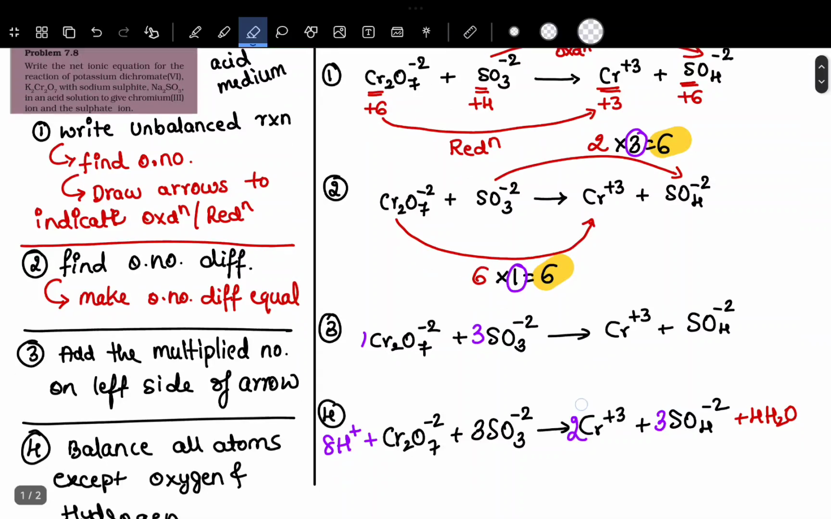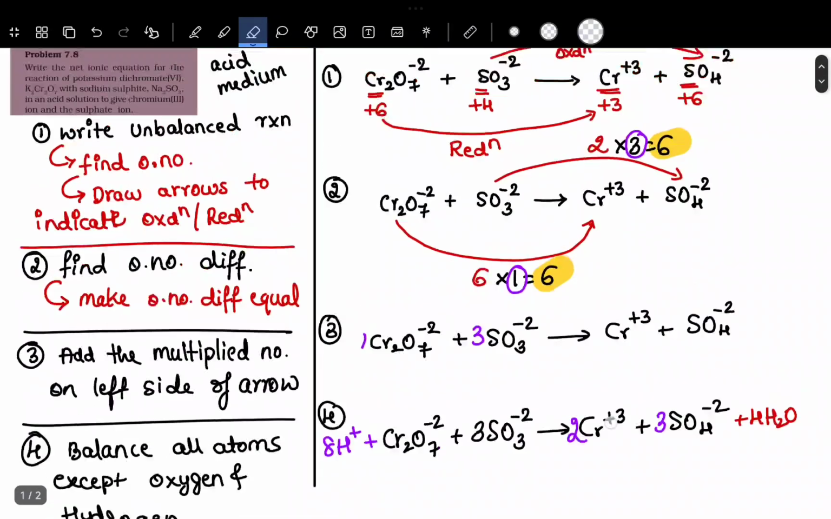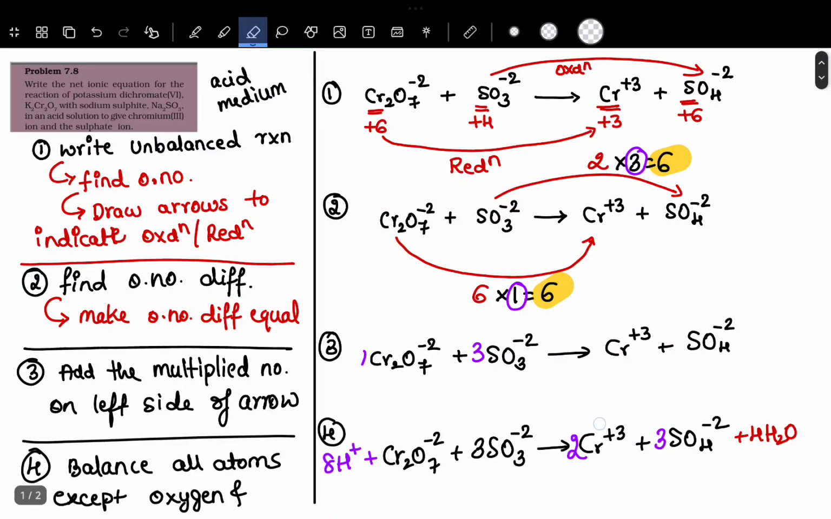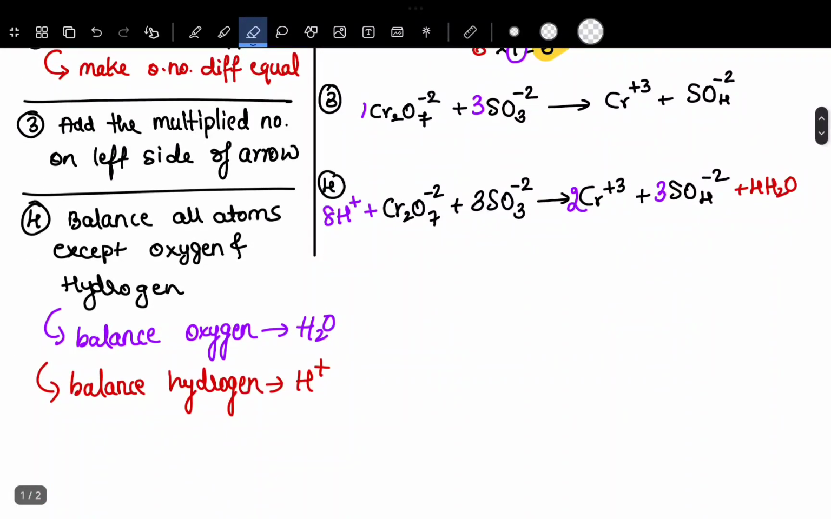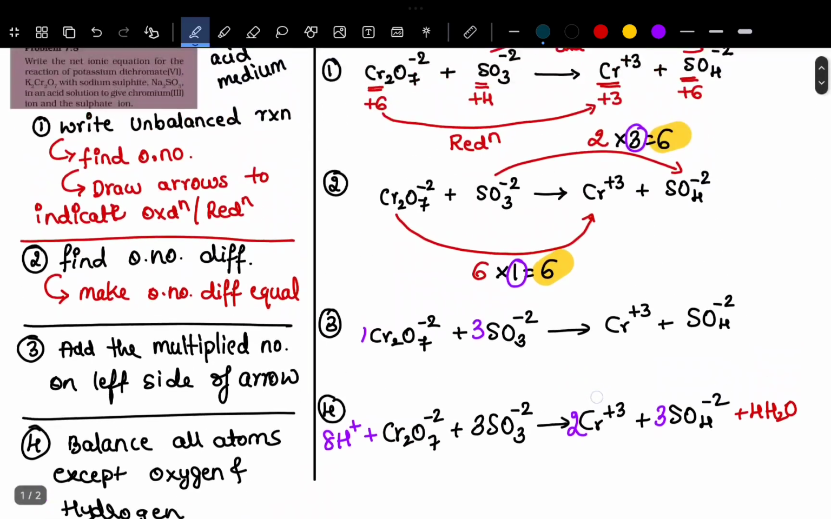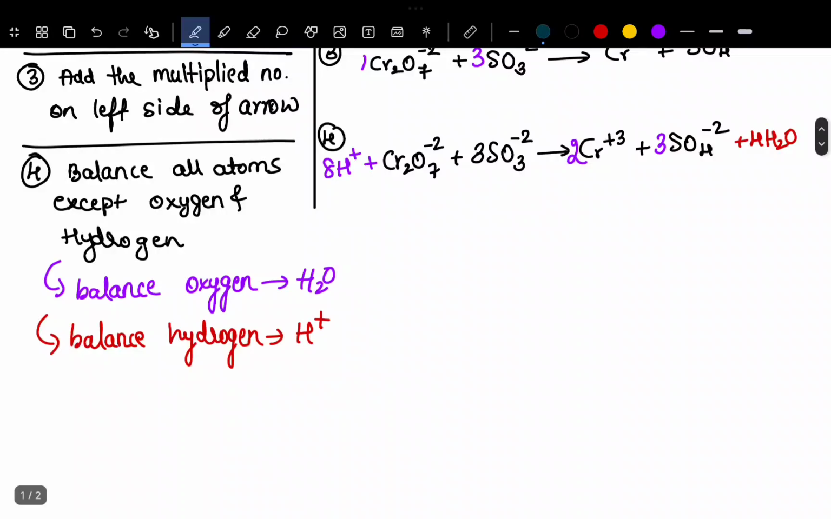Now see, the same question they may ask in basic medium as well. See, if they ask in basic medium also, the steps are almost the same. The only difference will be in basic medium you have to add one extra step, that's it. Alright, so now let us assume that the same question is asked in basic medium. So if it is asked in basic medium, what you will do? You will follow the same steps up to here. Fourth step it is same.